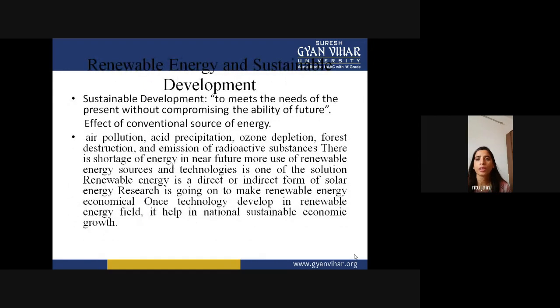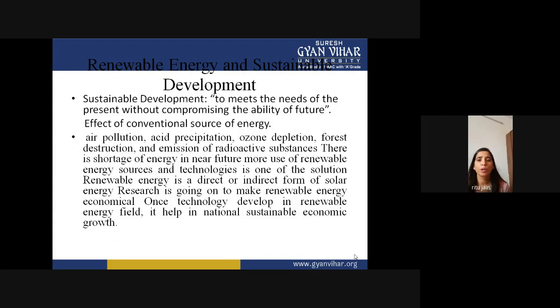Now we come to the next point, renewable energy and sustainable development. So first we have to understand what renewable energy sources are and what sustainable development is. I have told you that renewable energy sources are clean, and there is no pollution after getting energy from those renewable energy sources, for example solar, wind and nuclear power plants.